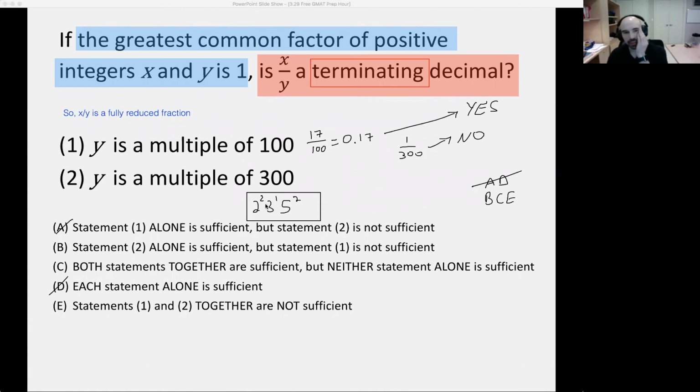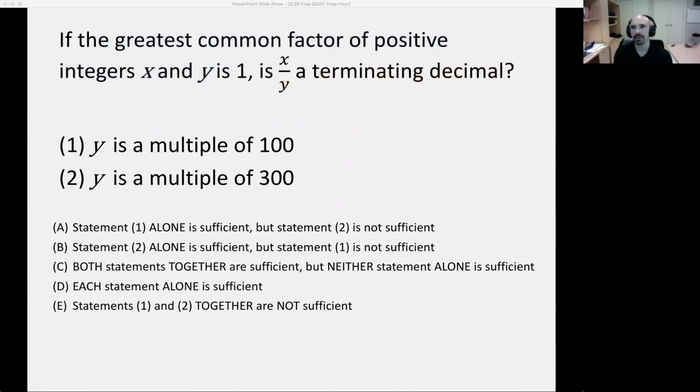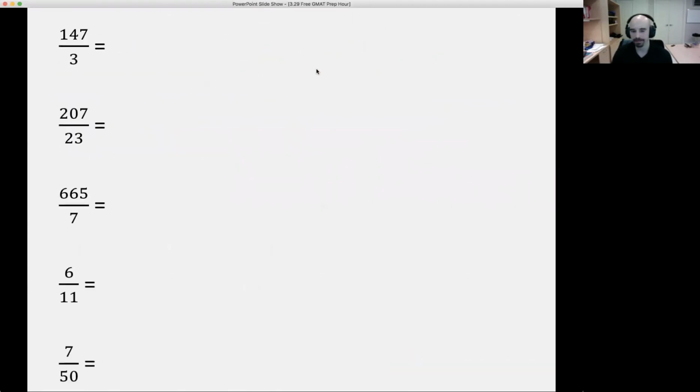So now I think is the time to go back a couple of slides and look at those 2 examples that we had and talk about why one of them terminates and the other does not. So let's do that now. 6 over 11, we ended up with 0.5454 all the way to infinity. 7 over 50, we ended up with 0.14? Yeah, 14 over 100.